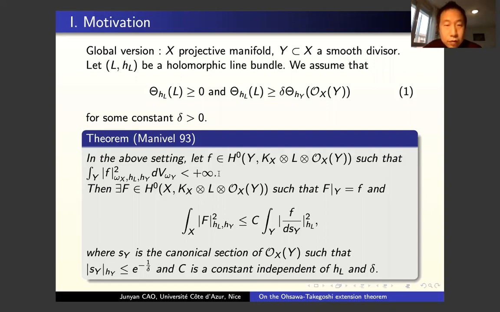And I would like to remark that in the case when Y is smooth, it's easy to check that these two norms are equivalent. But in the singular case, when Y is not smooth, that means that for our situation Y is simple normal crossing, we'll explain later that this integral is much more singular than the other integral.